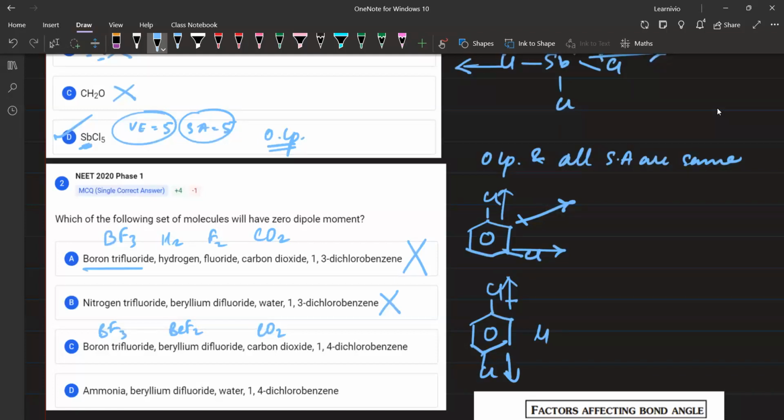Now let's look at the rest of the molecules. Boron: valence electrons 3, surrounding atoms 3. All the surrounding atoms are the same. Beryllium: the number of valence electrons is 2. The surrounding atoms are also 2. So there is no lone pair and all the surrounding atoms are the same. Carbon dioxide, you please see here, carbon dioxide, it is what?